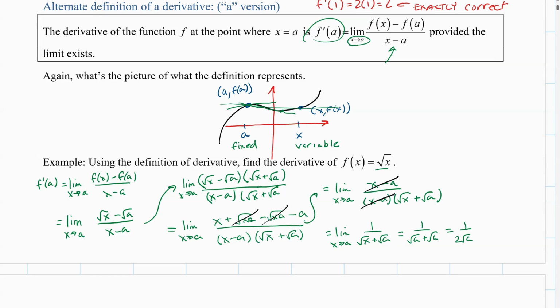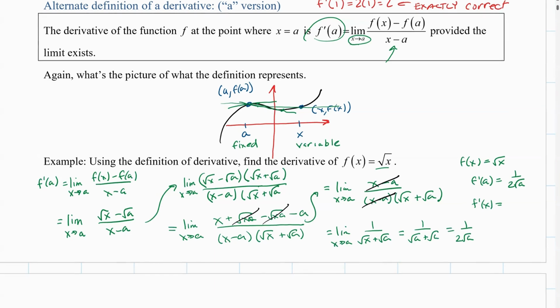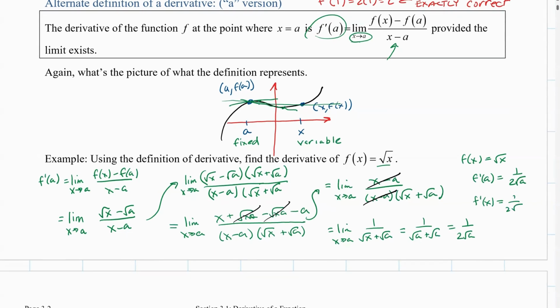So let me summarize. If I start with the function f of x is equal to the square root of x, the derivative function that comes out of it is, where a is the input variable, 1 over 2 root a. But if I want to know what that function is as a function of x, it would be 1 over 2 root x. Great. I have now been able to find the general function for the derivative of the square root function.